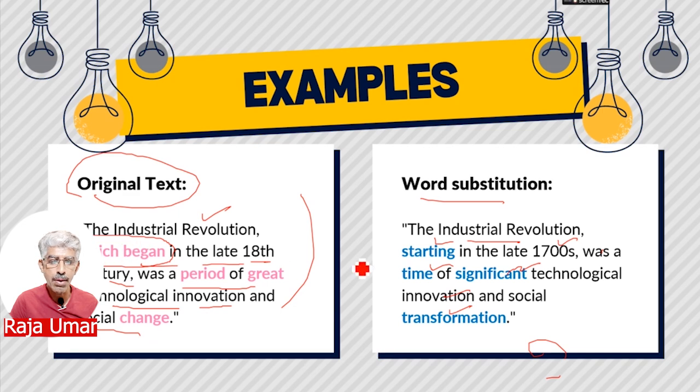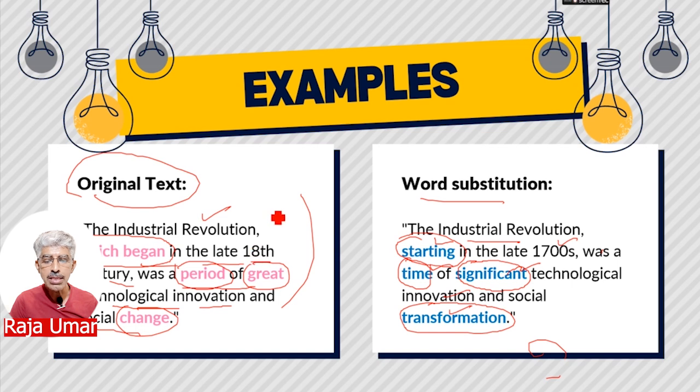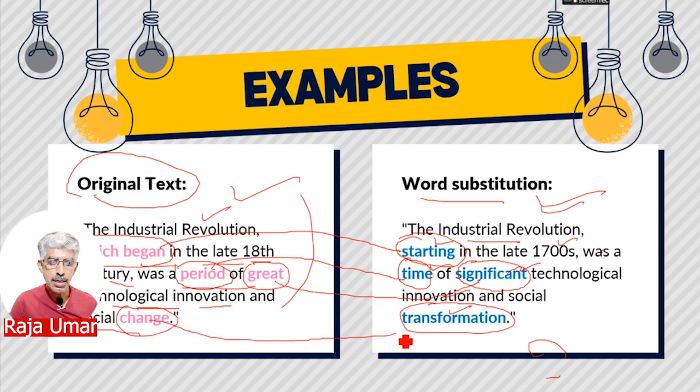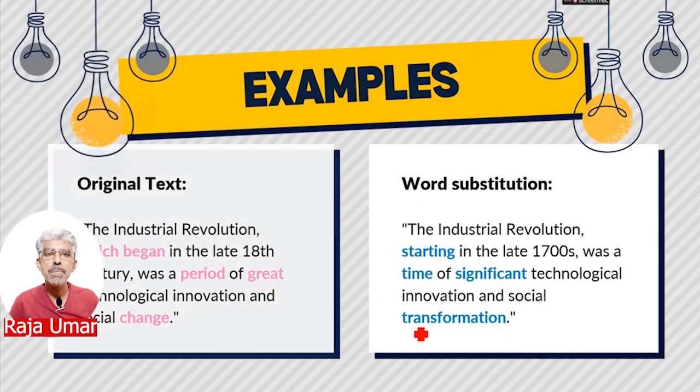The phrase which began was transformed into starting, and then was a period, time; great, significant; change, transformation. So you can see that there is no actual change. This and this are the same, just synonyms are used. This one, this one, this one, and this one. So four words were just changed with their synonyms, and this is known as word substitution, and it is plagiarism.